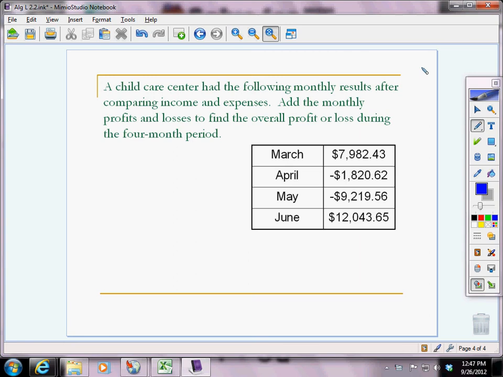Just one example to look at here. It says a child care center has the following monthly results after comparing income and expenses. Add the monthly profit and losses to find the overall profit or loss during the 4-month period. Basically, this is a positive $7,982.43, so that's where they had a profit. But in April, since it's negative, that was a loss. So just understand what the positives and negatives mean.